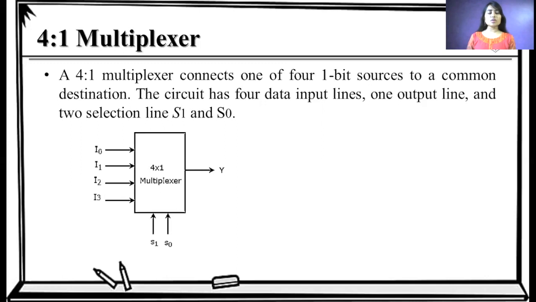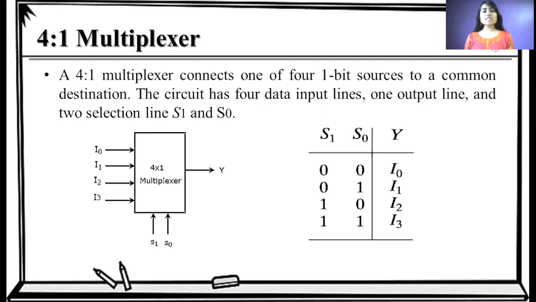So, the basic block diagram of a 4-to-1 multiplexer: we have 4 inputs I0, I1, I2, I3, 2 selection lines S1, S0, and 1 output line. According to this S1, S0, here we have a truth table for the 4-to-1 multiplexer.